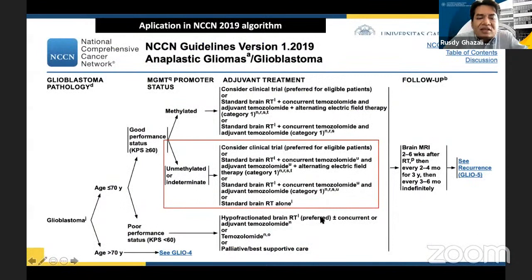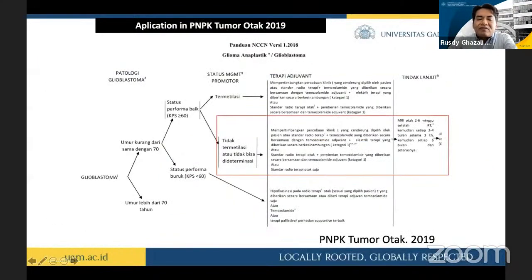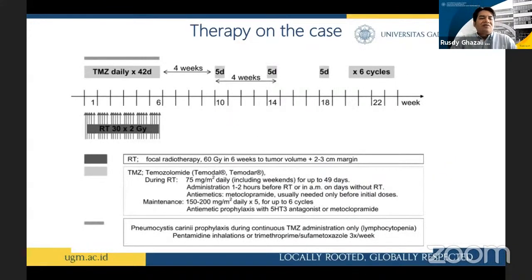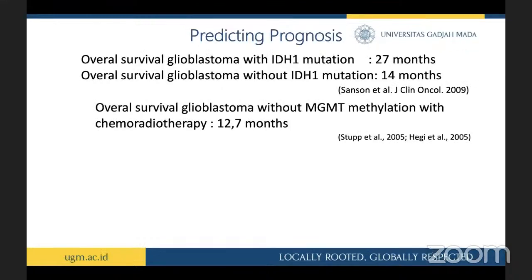Let's see in the NCCN guideline, same thing. The patients less than 70 years old with unmethylated MGMT, standard brain radiation therapy with concurrent temozolomide and adjuvant temozolomide. In our own national guideline, same things, unmethylated, we do radiotherapy with temozolomide. So the same conclusion we have from 3 different guidelines, European, United States, and our national guideline. So that's what we give to the patients. We give temozolomide to the patients, and then we give radiotherapy concurrent with temozolomide, and after that we do adjuvant treatment for the patients. How is the prognosis?